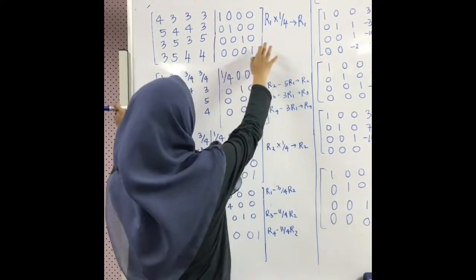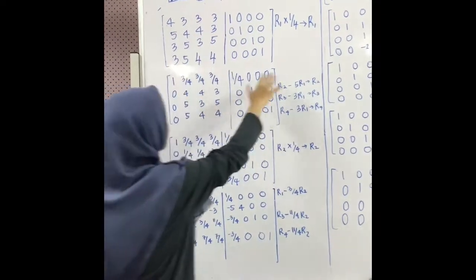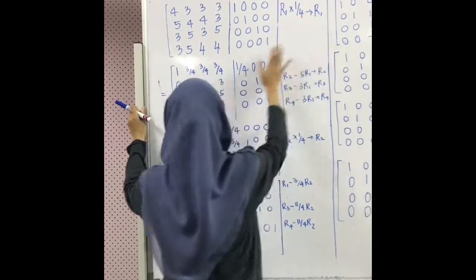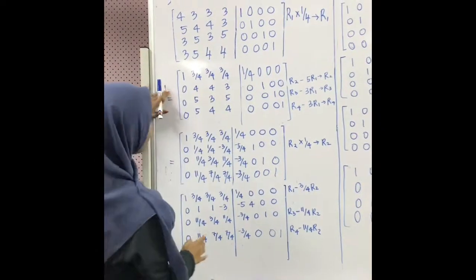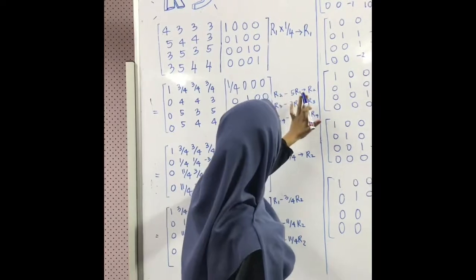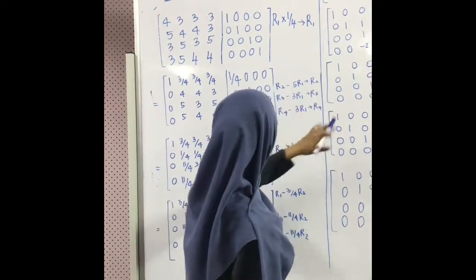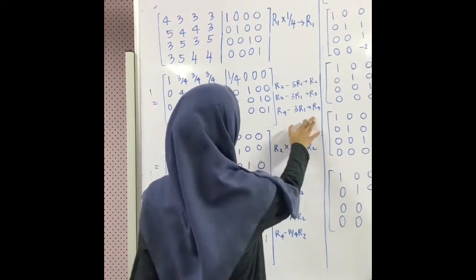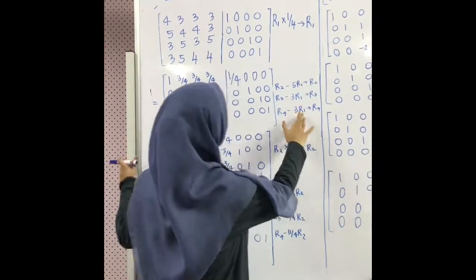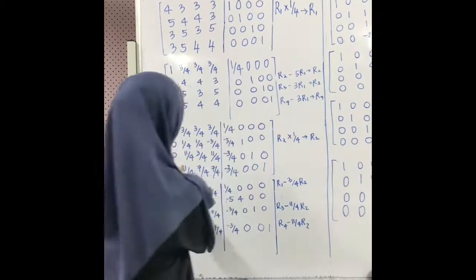Next, R1 will be multiplied by 1 over 4 to change R1. So after we do this, we get this, and R2 minus 5 R1 to change R2, R3 minus 3 R1 to change R3, and the last one, to change R4, R4 minus 3 R1. So after we do this, we get this.